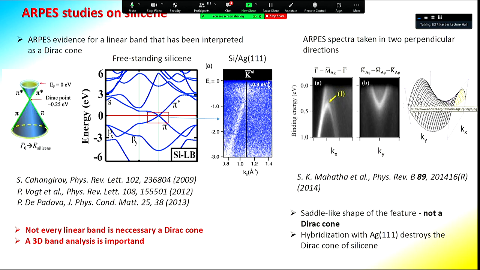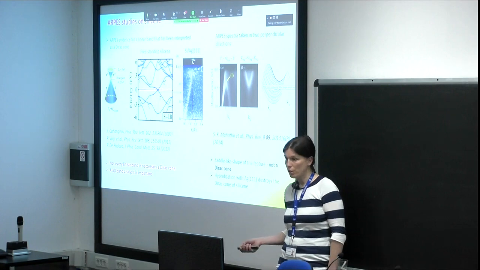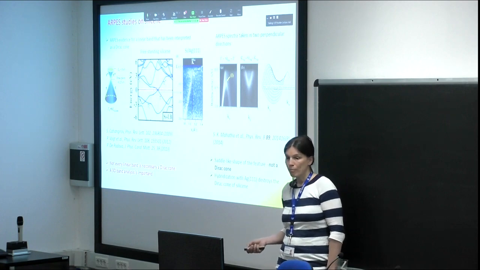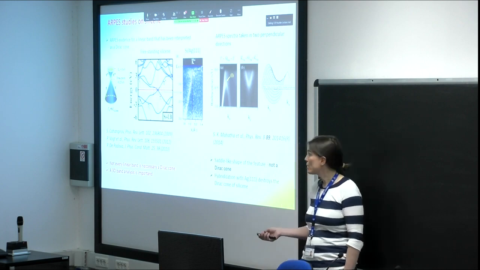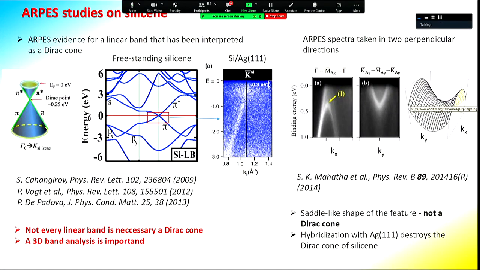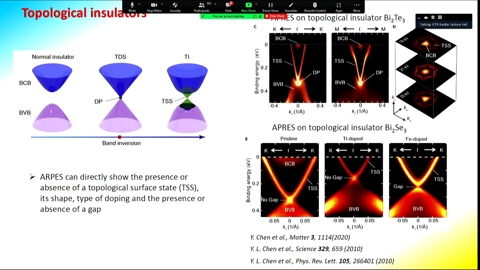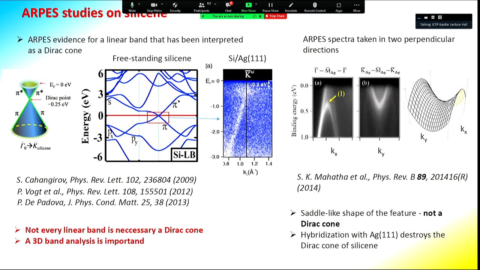And indeed, the calculations that took the substrate into account showed that there is a very strong interaction with the substrate. So the original Dirac cone is destroyed, and there is no more Dirac cone. And also the states which are seen are mostly the silver states that are modified by silicon. Okay, so just to be sure: not every linear band is necessarily a Dirac cone, and it always requires a 3D analysis.